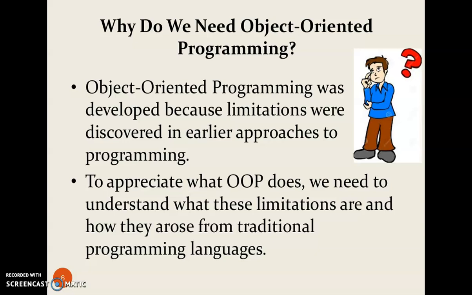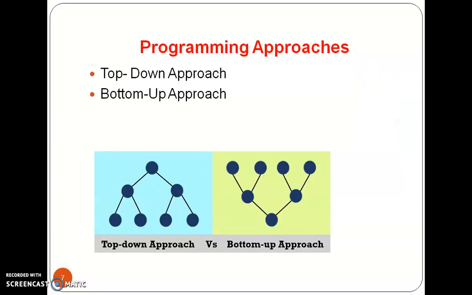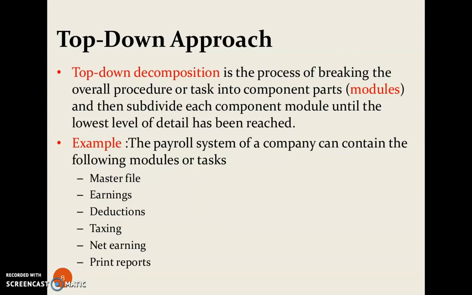Why do we need object-oriented programming? There are some limitations in the earlier approaches to programming, so we are moving to object-oriented programming. In the earlier approach, we followed procedure-oriented programming. We'll see that. Initially we had two different kinds of programming approaches. One is the top-down approach. The other one is the bottom-up approach.